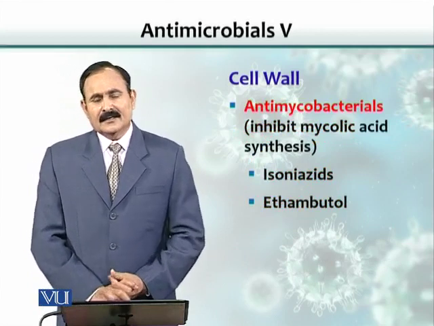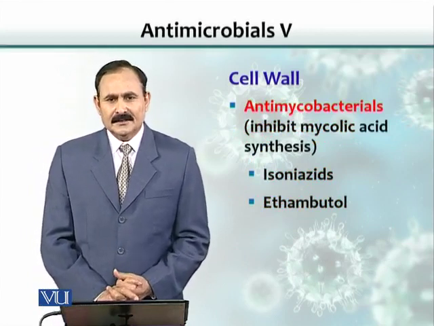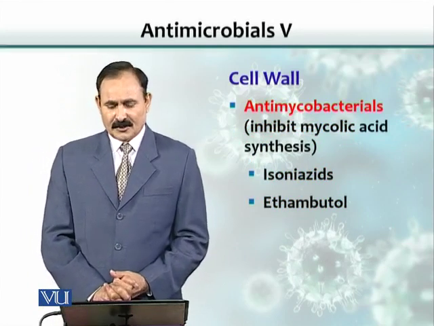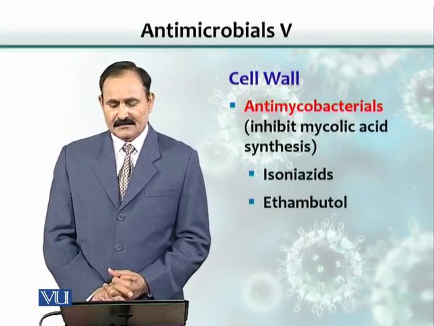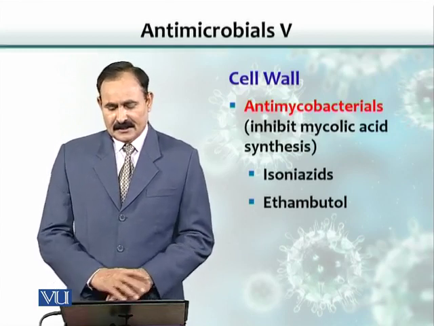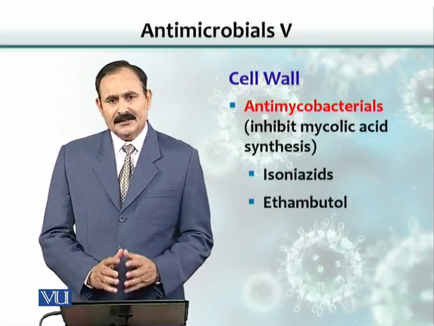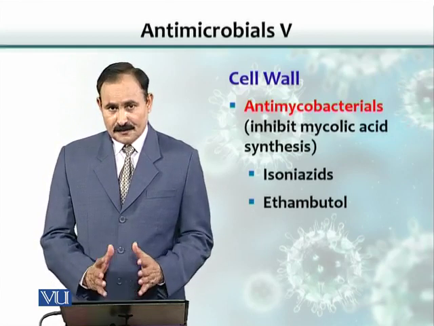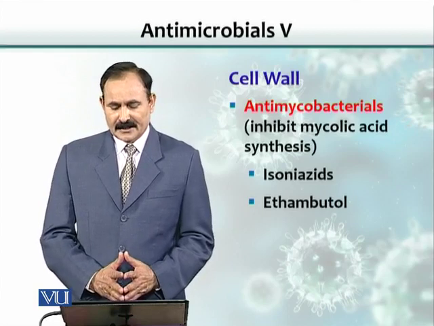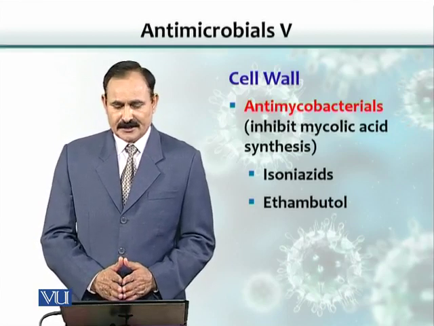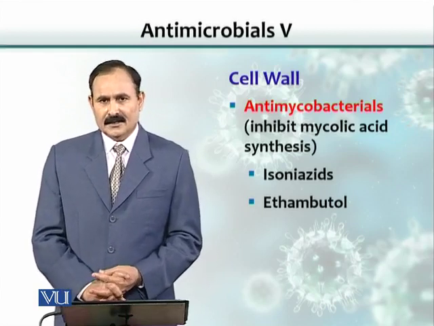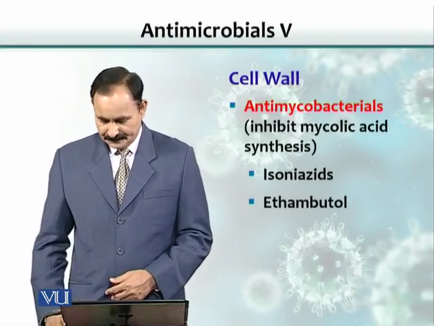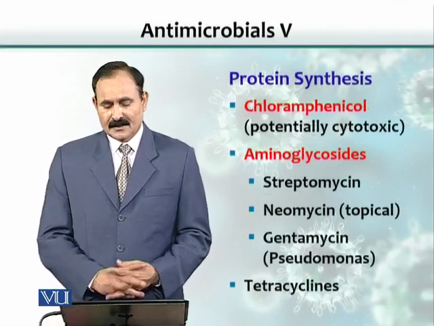There are antibiotics used against mycobacterium, tuberculosis, for example. These are called antimycobacterials. Isoniazids, these are a drug group. And then ethambutol, a drug that is used against mycobacterium. And they target the cell wall.